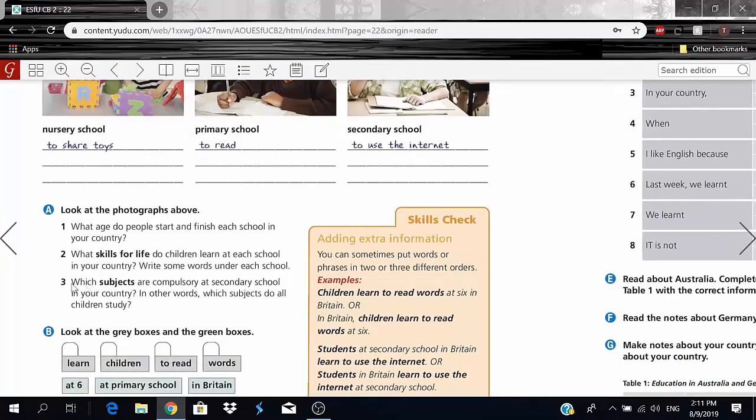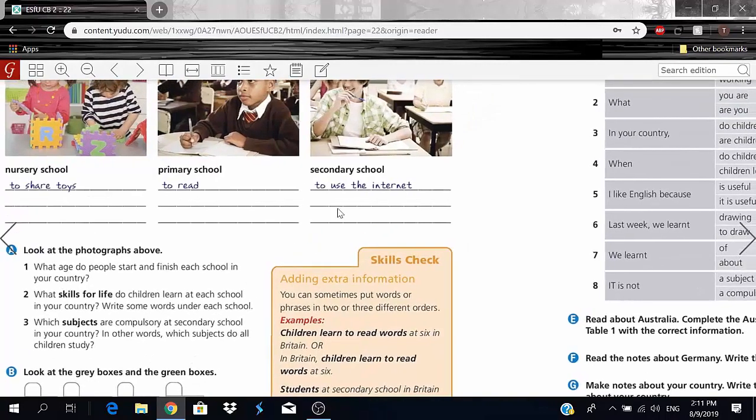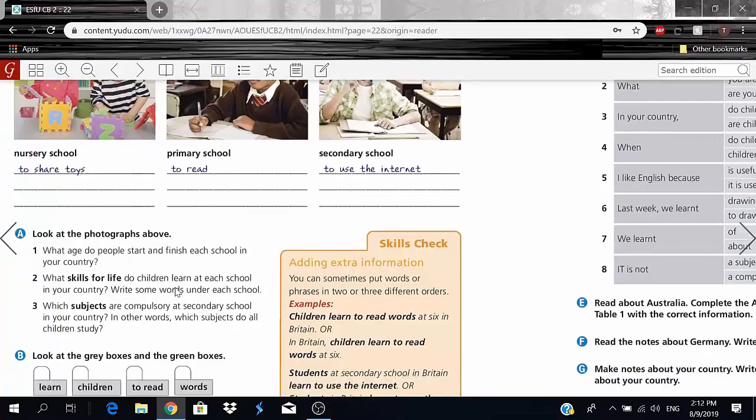Alright, anyways, number 3, which subjects are compulsory at secondary school in your country? In other words, which subjects do all children study? Okay, so which subjects are compulsory? Compulsory meaning that you have to take the subjects. You have no say whether you get to choose them or not. So at secondary school, I'll probably have to say, obviously, all science subjects are a must. Mathematics, IT, and English. These are just off the top of my head the most important subjects in my school, at least. So yeah.